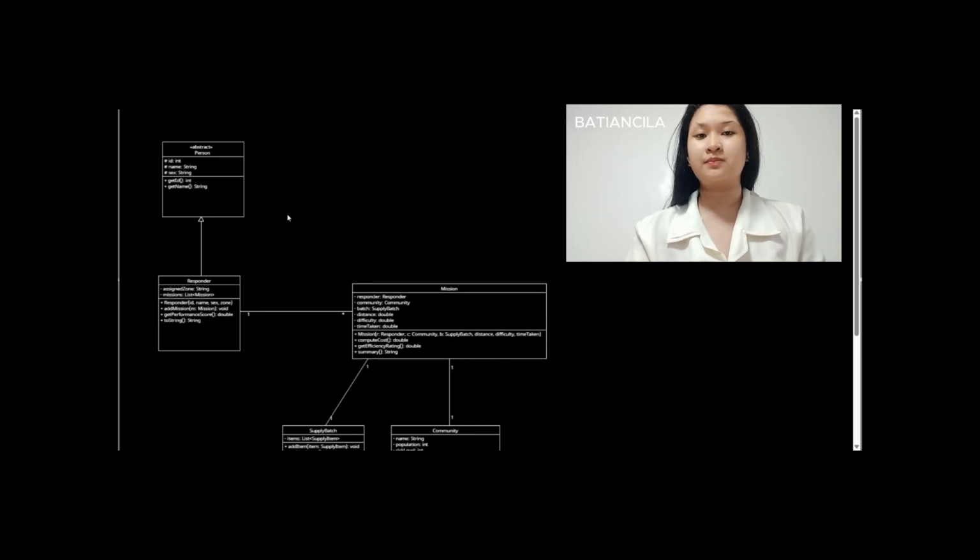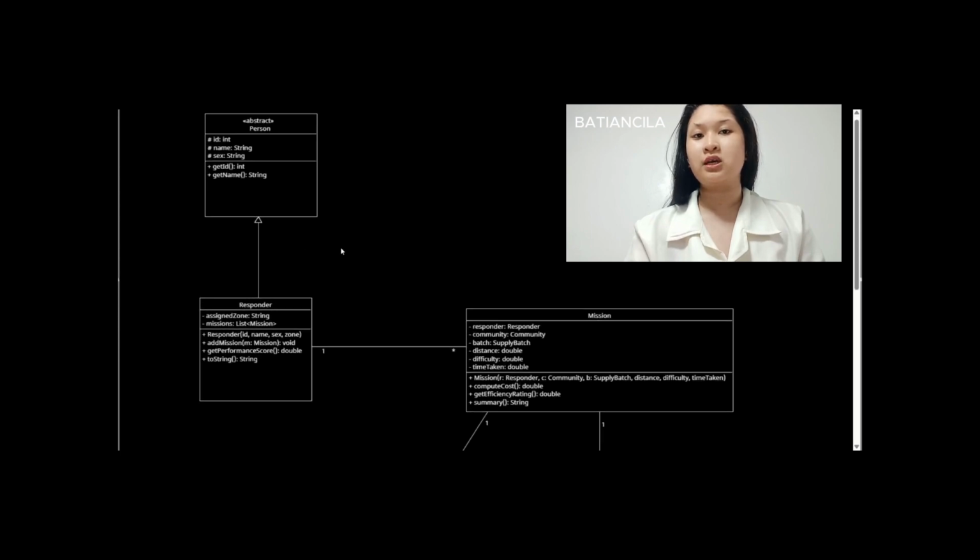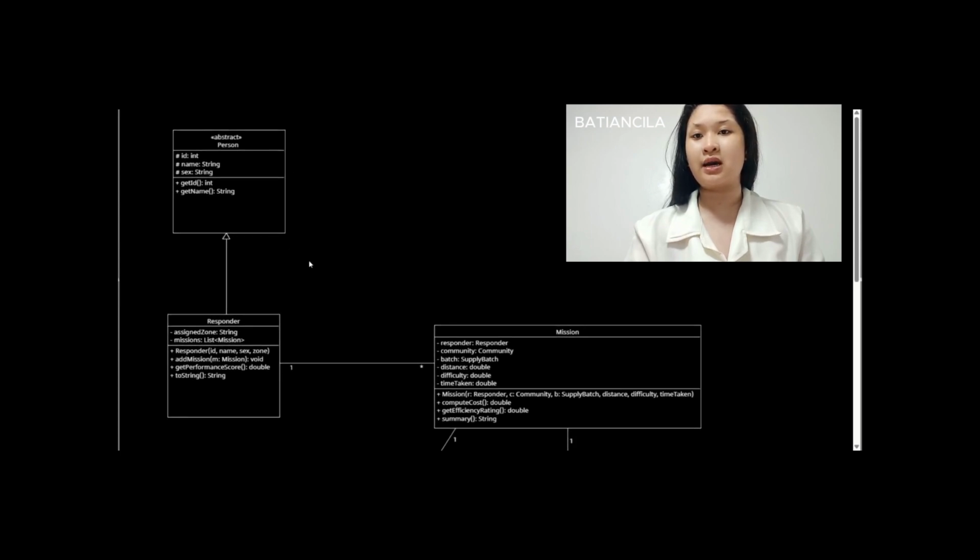This system models responders, missions, communities, and supplies, using object-oriented principles like inheritance, association, and composition. Let's take a closer look at how these classes interact. First, we have the person class, which is abstract. It contains general attributes like ID, name, and sex that are common to all individuals. Since it's abstract, we cannot create a person directly.